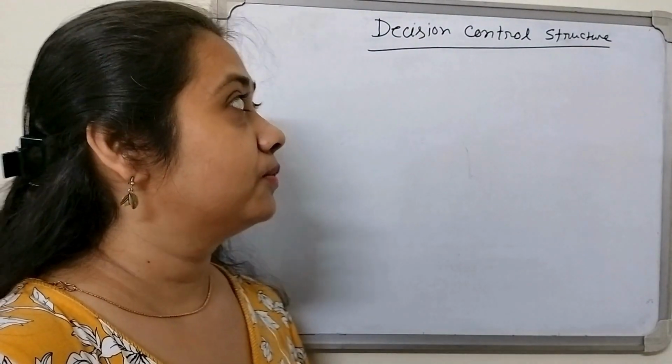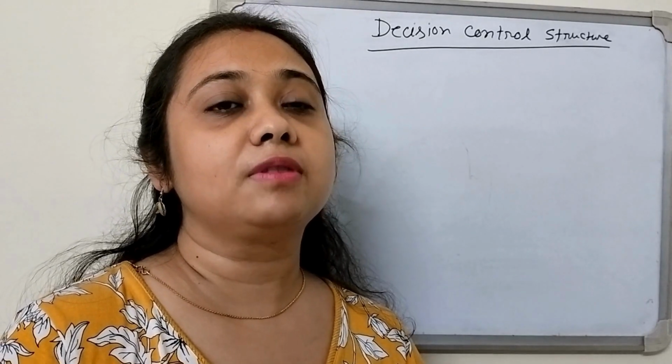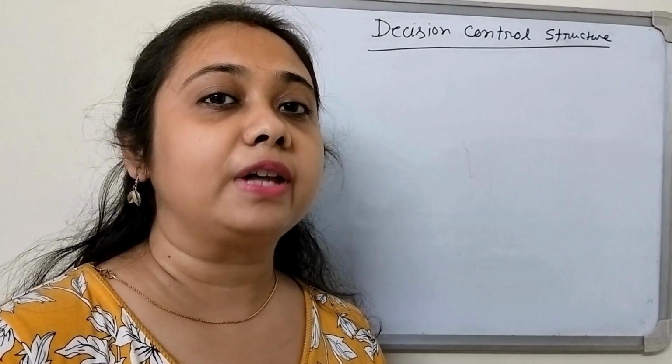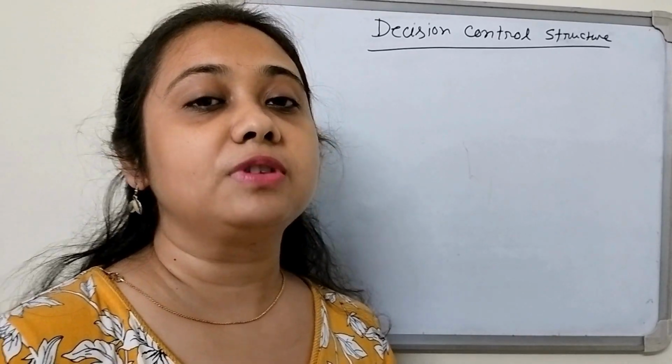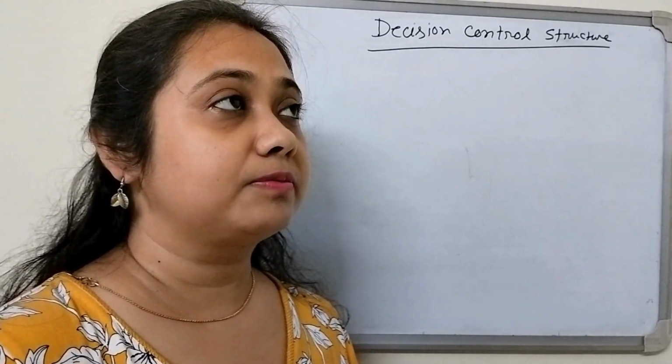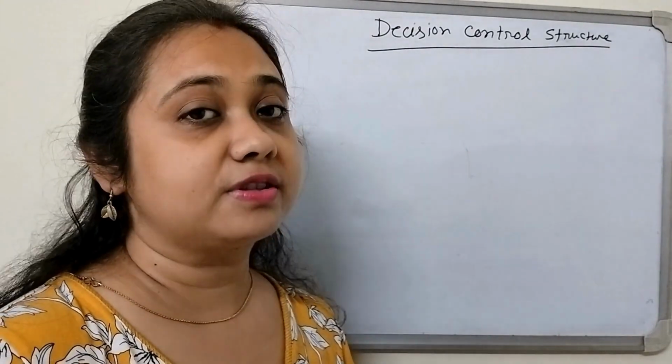Suppose there is a condition that we have to give, and according to that condition we have to take some action. That means we have to take some decision. For this, we use the decision control structure.